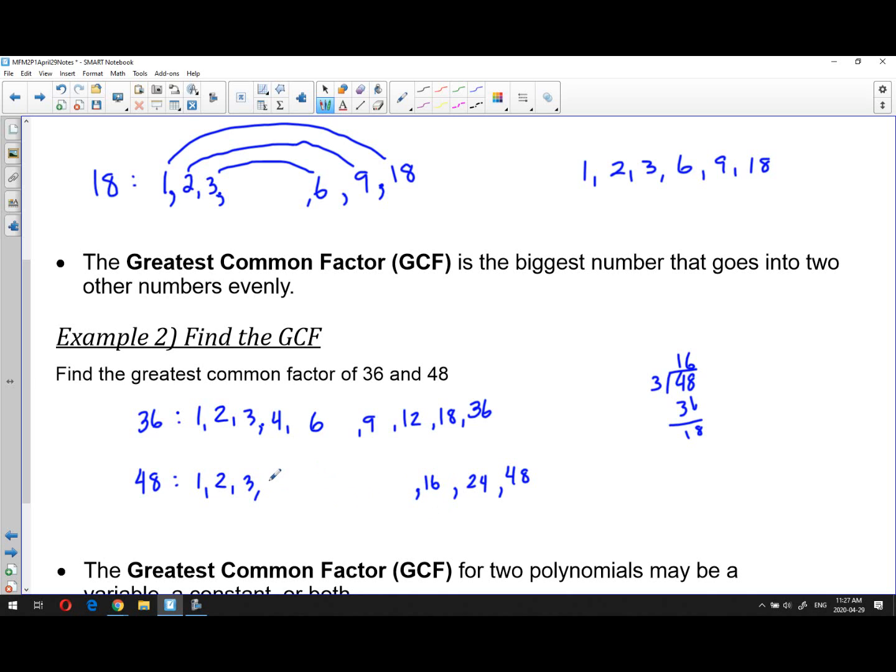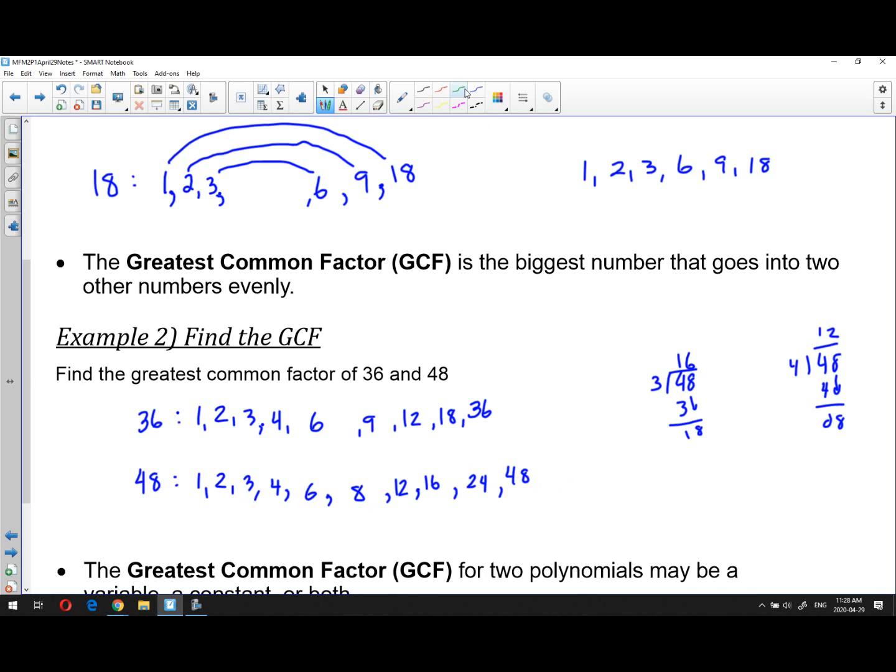Okay, now the same thing with 4. So 4 multiplied by what number gives us 48? Again, we can do a little division there. 4 goes into 4 once. 4 goes into 8 twice, so 4 times 12 gives us 48. 48 is not divisible by 5. 48 is divisible by 6, though. That would be 6 multiplied by 8 gives us 48. So those are all the factors of 36 and all the factors of 48.